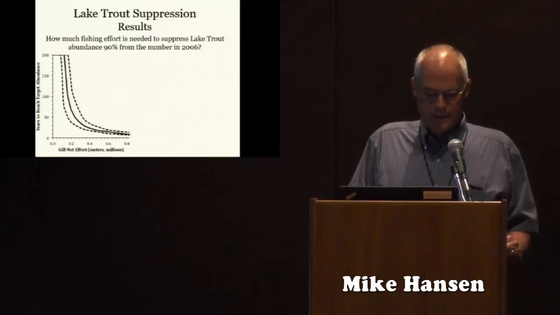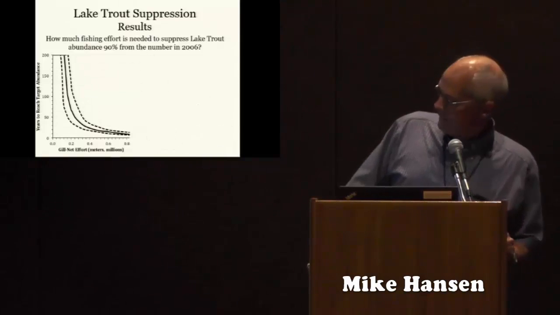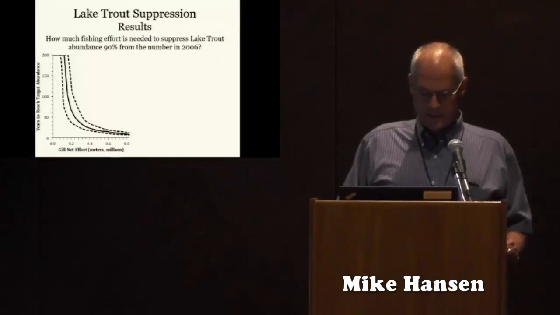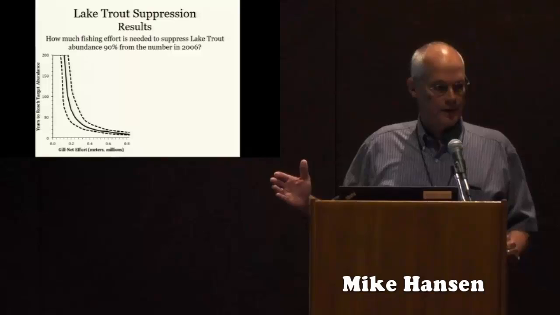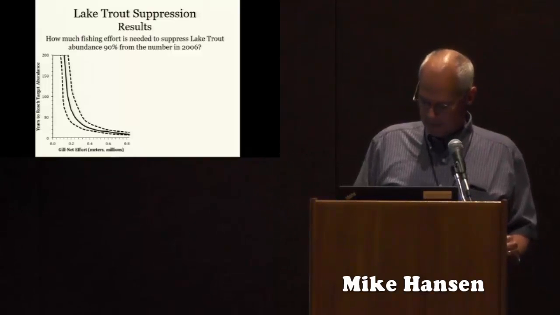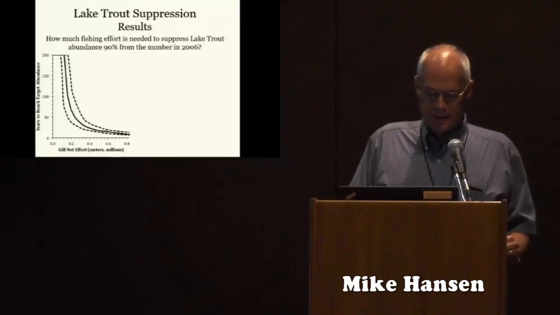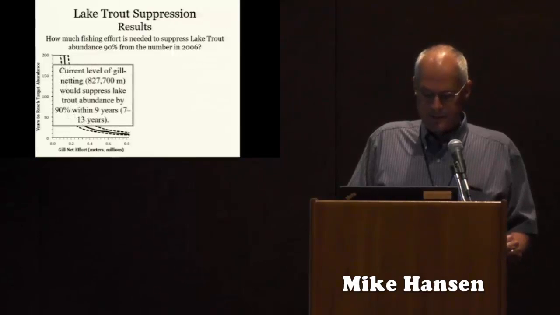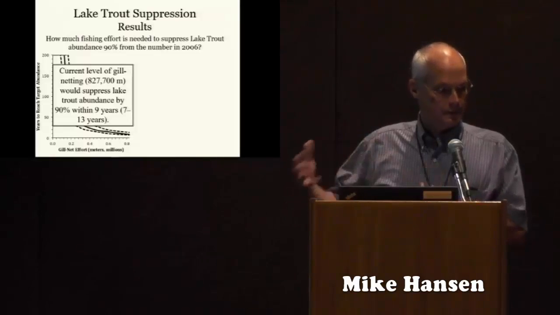Here's the years to reach target abundance as a function of gill net effort, in this case millions of meters on the x-axis. On the far right side, we're anchoring the maximum amount of gill net that can be afforded. And the good news here is that you can see at that level of peak gill net use, you could reach target abundance in about a decade. So that's the good news. Another 10 years and we can reach the target.